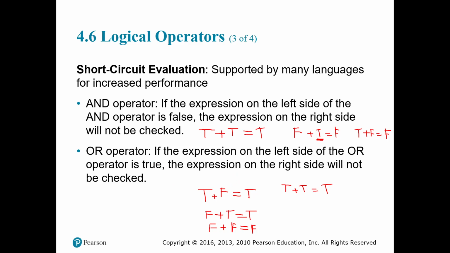However, the same short-circuit logic works for the OR operator as we use for the AND operator, because look at this. If the first expression evaluates to true, we don't need to check the second one, because we're going to have true regardless of what the second expression is.